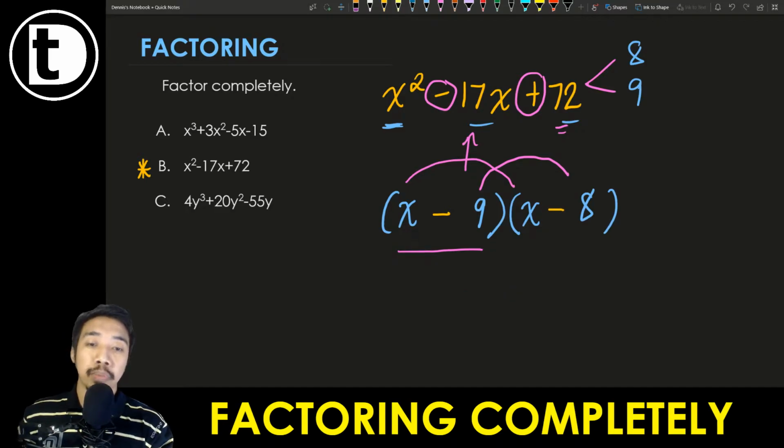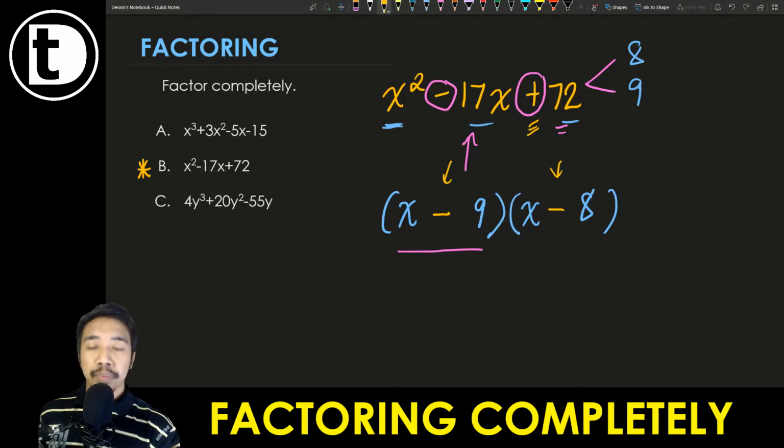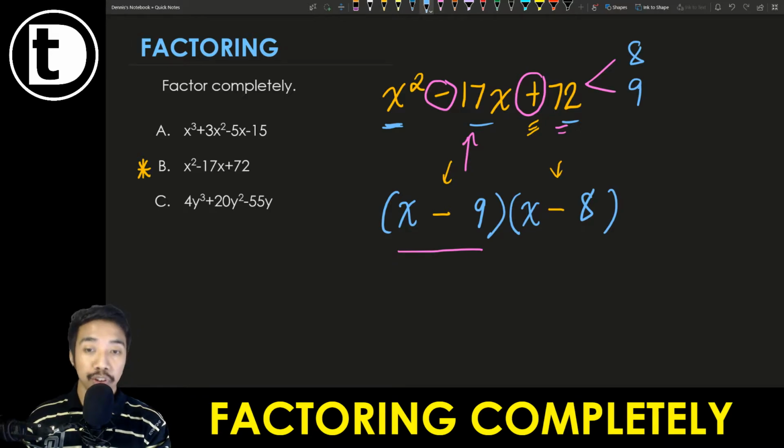So if it is positive, magkabati sila. If it is negative, magkaaway. So kung magkaaway, dapat positive to. So in our case, in our example, letter B, so magkabati sila because this is positive, kaya dapat pareha sila ng sign dito. So that brings us to our factors, which is x minus 9 and x minus 8. So this is the answer for letter B.